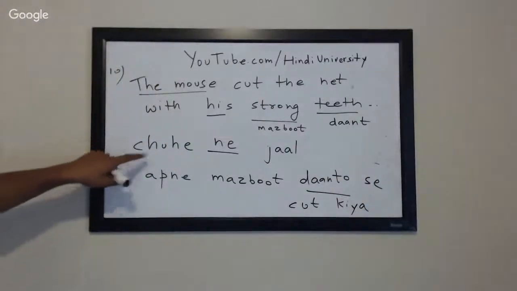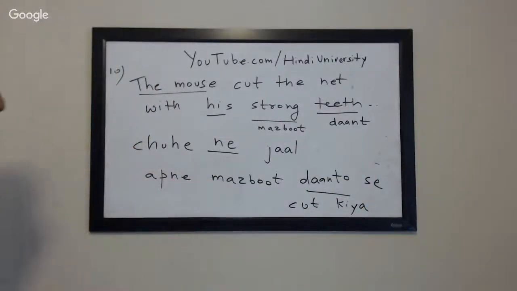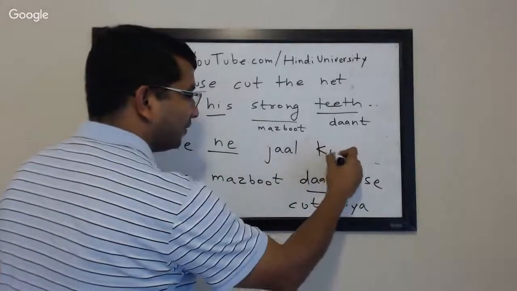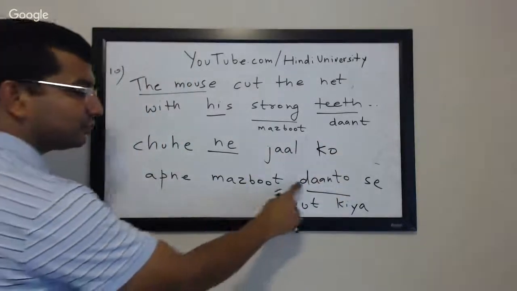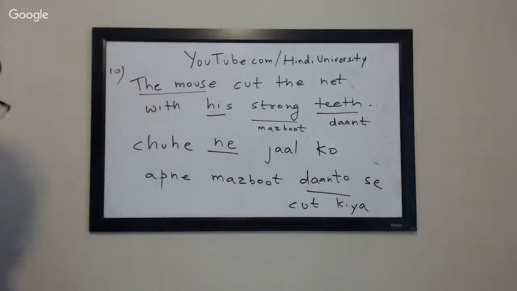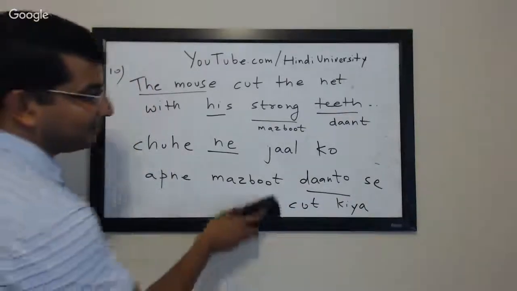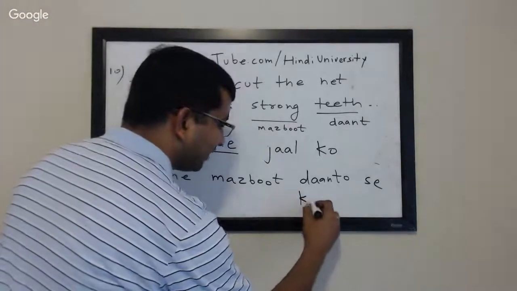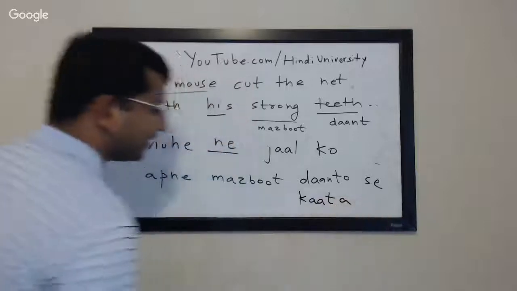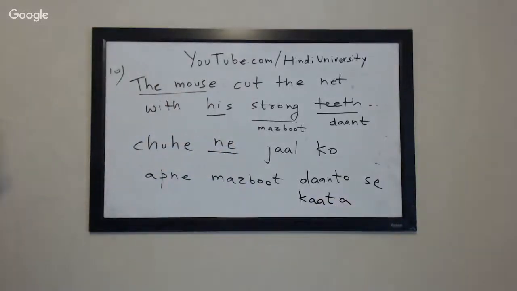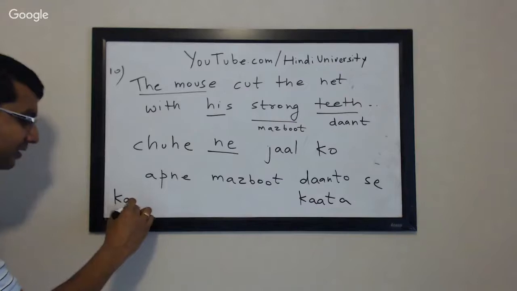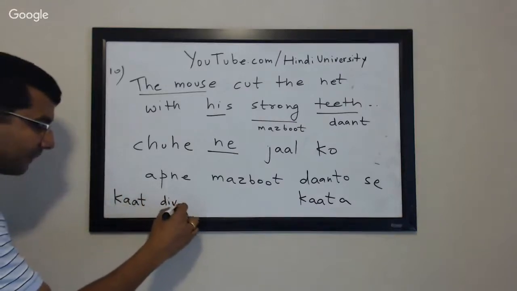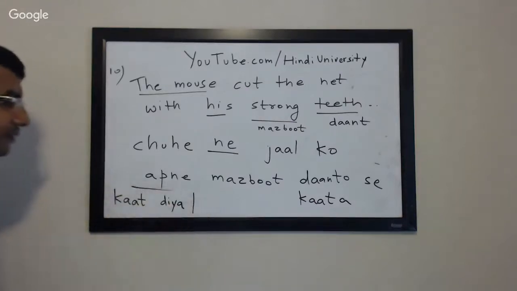So the answer would be chuhe ne jal ko apne mazboot daanton se either you can say kaata or kaat diya. If you want to use the perfect tense, then you can say kaat diya. Both of them are correct. चूहे ने जाल को अपने मजबूत दांतों से काटा और काट दिया.